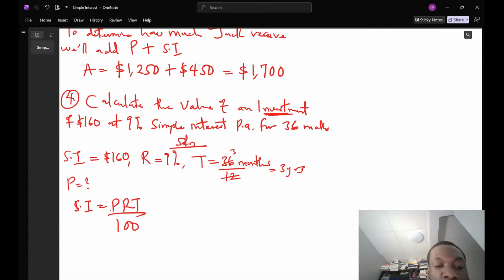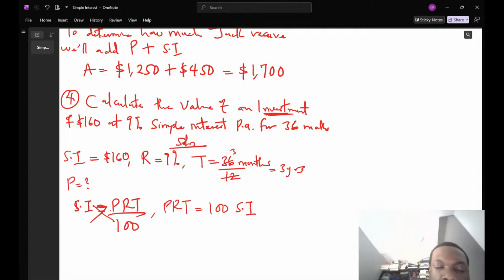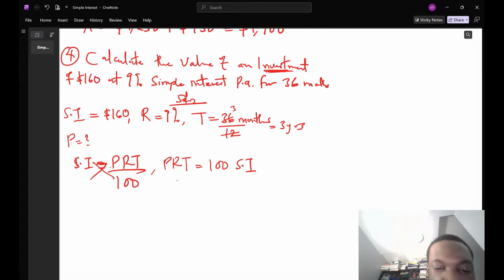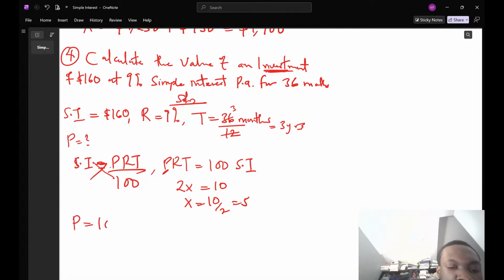I know I've done subject of the formula before. If we want to make P the subject, we have an equal sign between these two, and this is a fraction. What we do is cross multiply. So that will be PRT equals 100 SI. If we have 2x equals 10, we know that x will be 10 divided by 2, which is 5. And this is the term we are looking for. So in this case, P is equal to 100 SI over RT.